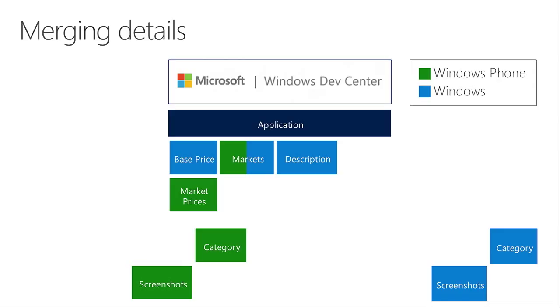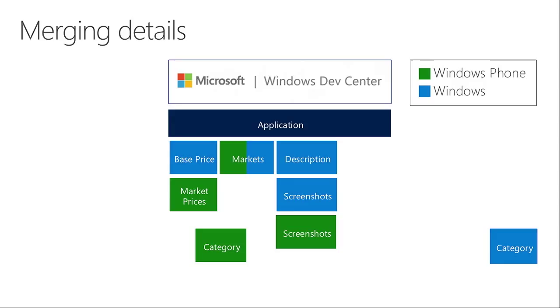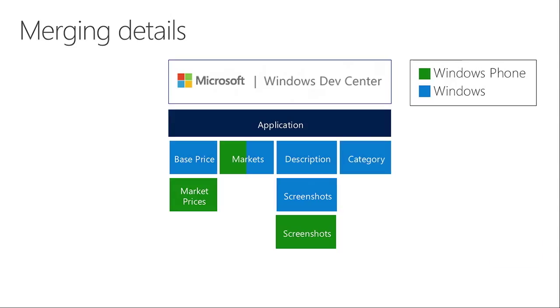The description we took from the desktop. The screenshots we took from both, because you can't take from one, because your screenshots would have been on a phone on one and then maybe a desktop on the other. So you need both of those. Then we have the categories we took from Windows, and we've actually added some more categories as well to that list.